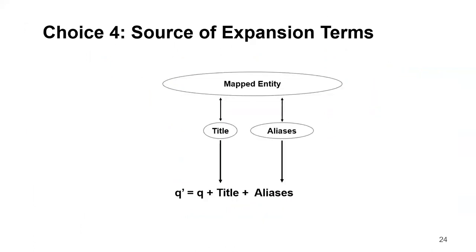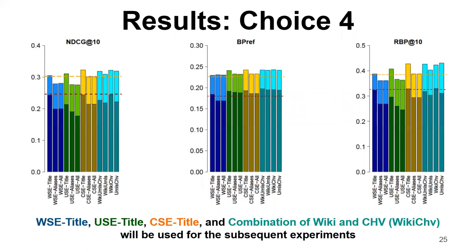In step 4, we consider features of the knowledge base that are best to be added as expansion terms. For all knowledge bases, we consider adding the title, the alias, and both the title and the aliases. Our results indicate that the best feature to be added as expansion terms is the title. This is true across all 3 knowledge bases.